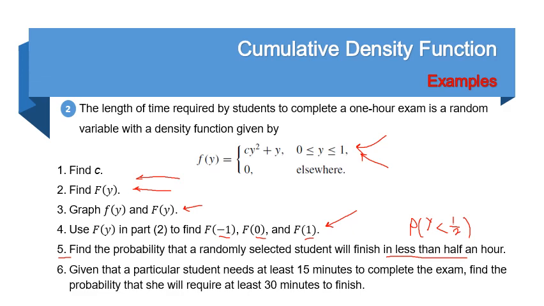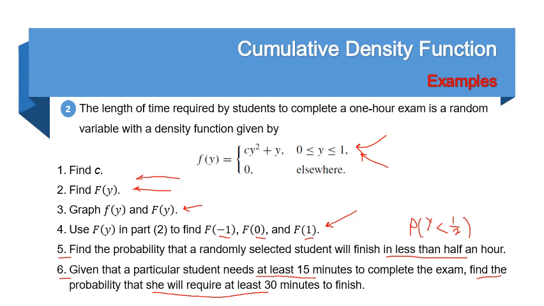The last requirement, which is number 6, is a bit important one, because he's saying, look at the first word, given that. So it's a conditional probability. Given that, this is a given piece of information, suppose that your y is at least 15, greater than or equal to 15. Then he asks you to find the probability that she or he will require at least 30 minutes.